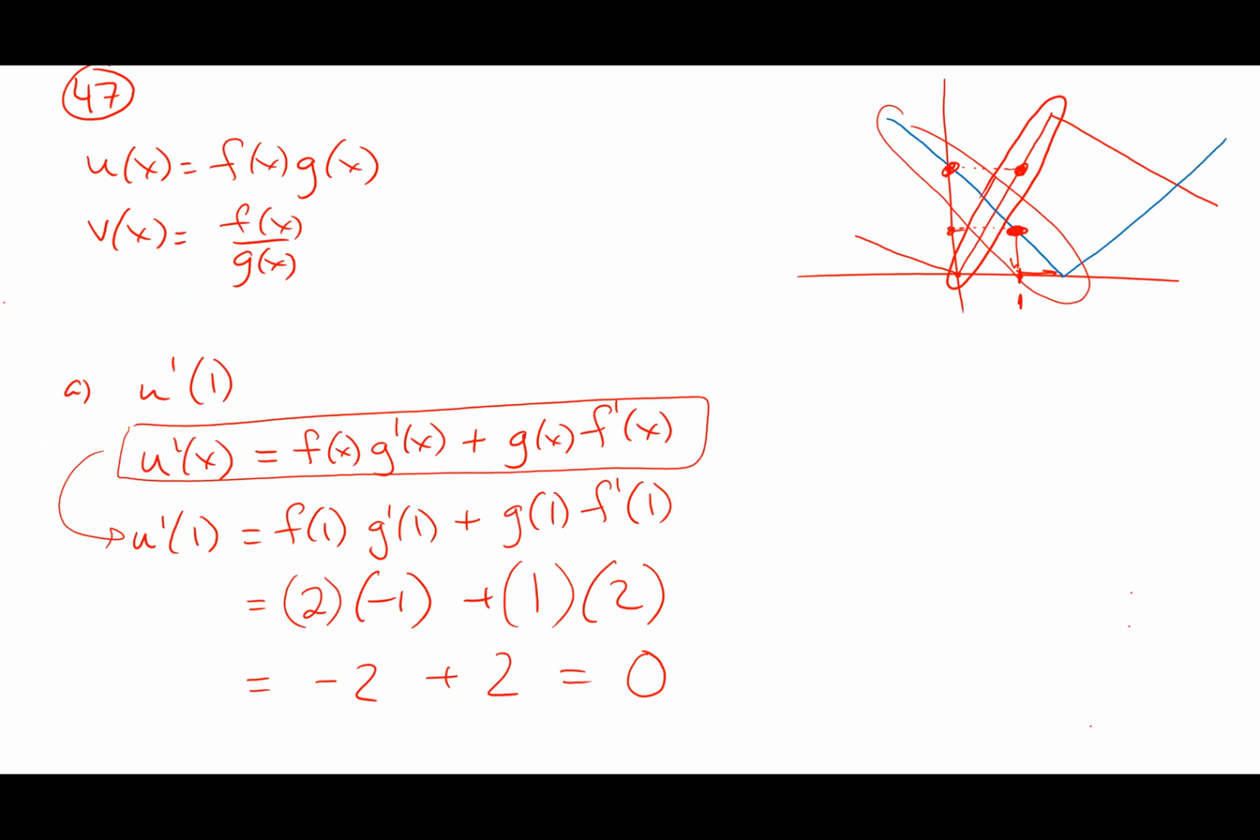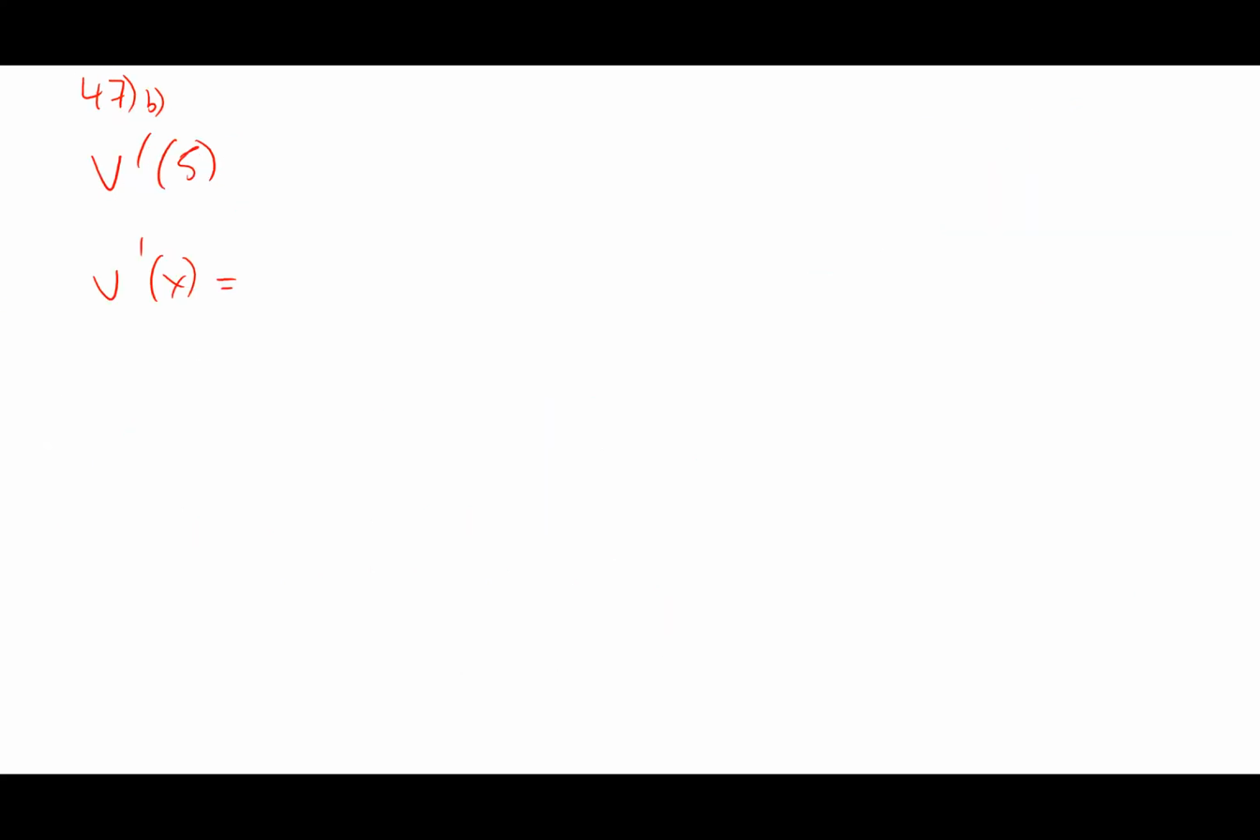So v of 5. Okay, that's what we want to get. We need to get v prime of x first. Okay, it's a quotient because we go back over here. It's f of x over g of x. So that's quotient rule. So let's go to quotient. I'm going to go with g of x times f prime of x minus f times g prime of x, over g of x squared. That's what I'm looking for.